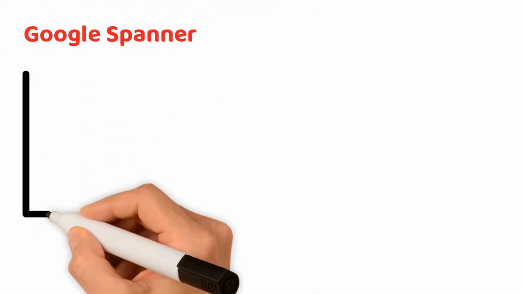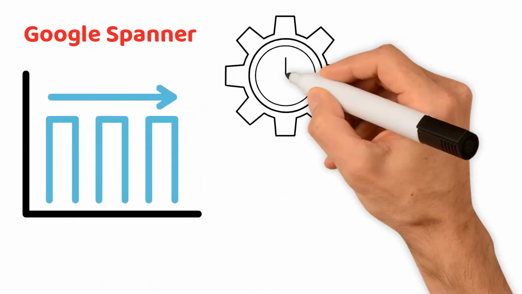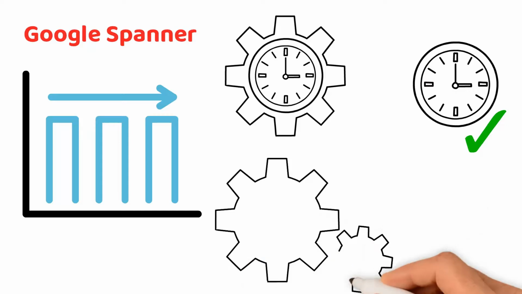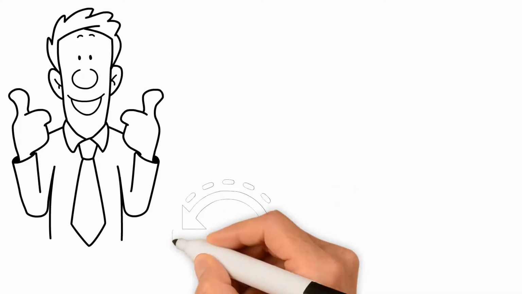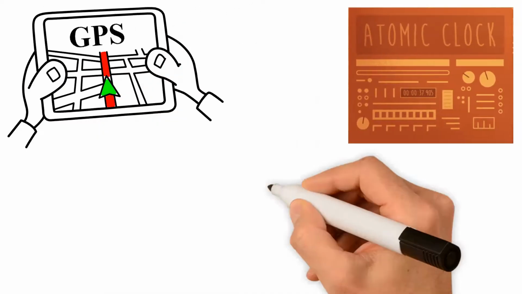Google Spanner is able to achieve strong data consistency in various access situations using a distributed and highly accurate timekeeping mechanism. Specifically, it's able to keep an external consistency using a variety of clocks: GPS, atomic clocks, Google's fiber network.